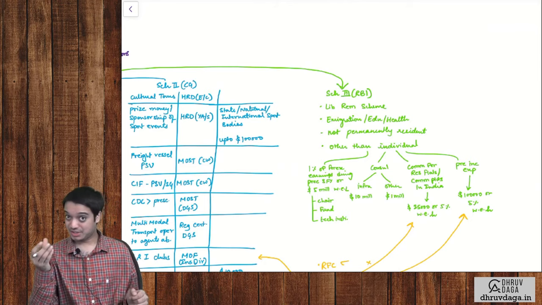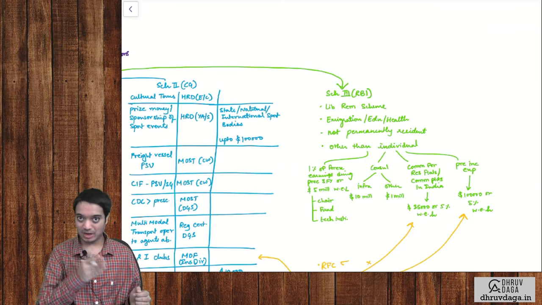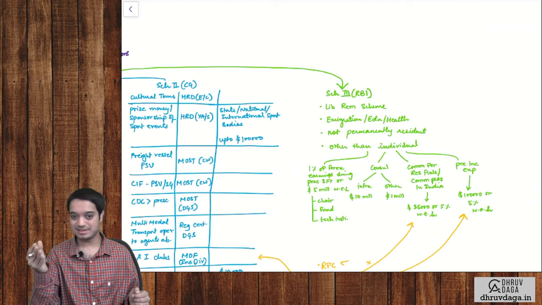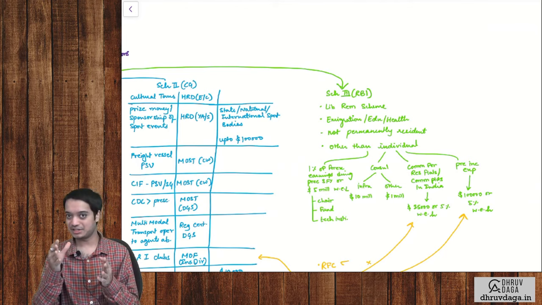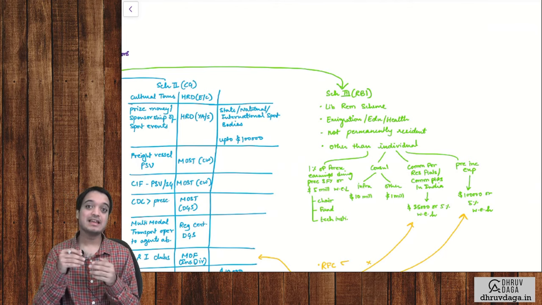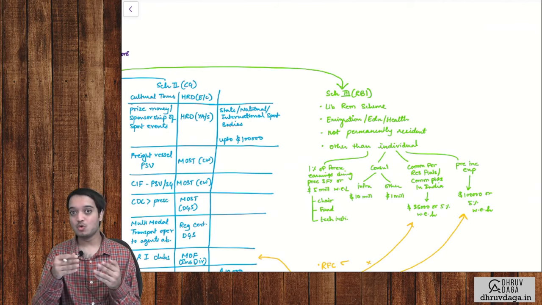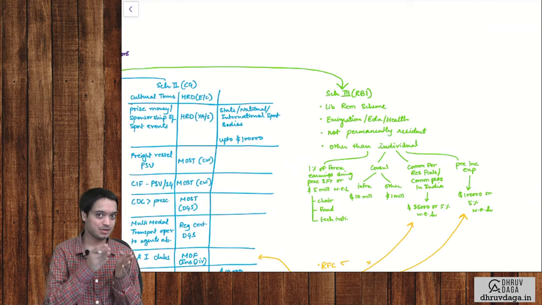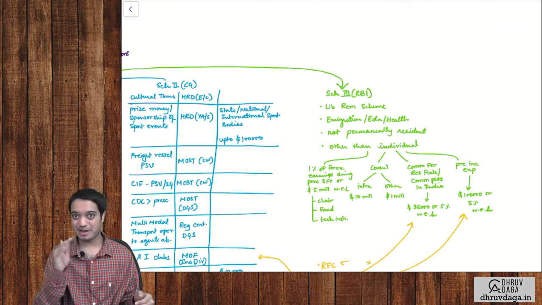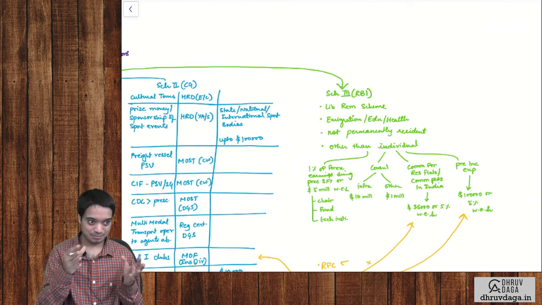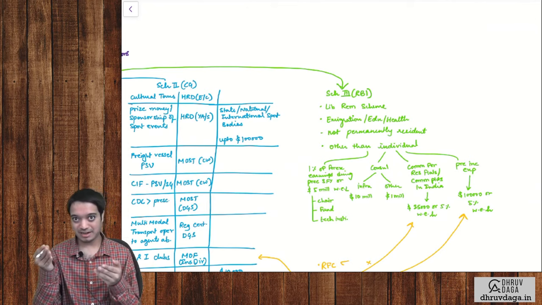All transactions which are not covered in Schedule 1 and Schedule 2 fall in Schedule 3. So all the remaining current account transactions in Schedule 3 require a prior permission of RBI. However, there's a Liberalized Remittance Scheme which says that up to $2,50,000, if you want to make the payments, then you can make the payment without permission of RBI as well. You do not require any permission. However, if you want to go beyond $2,50,000, then you need RBI permission.